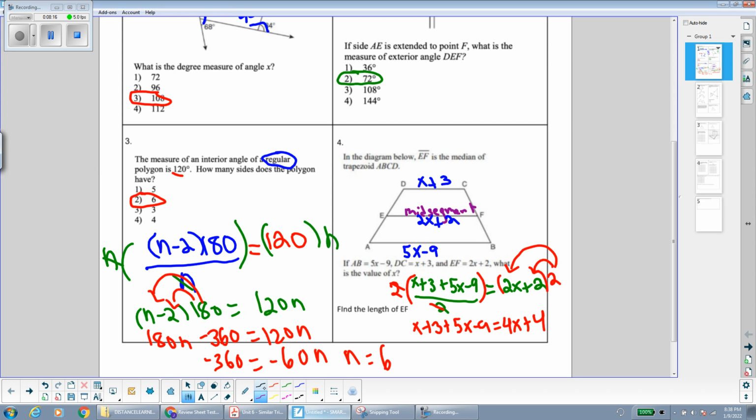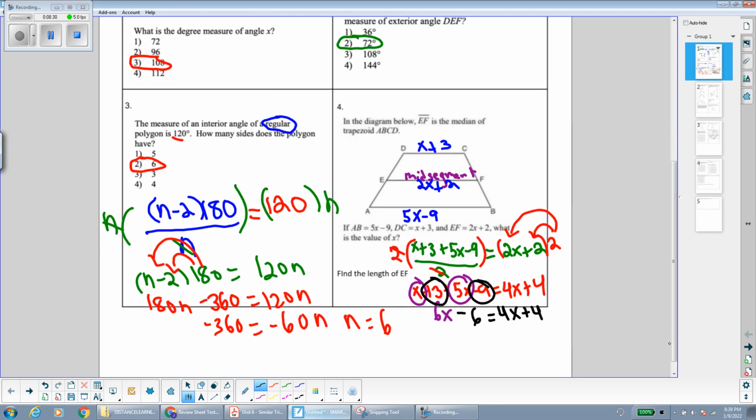Let's combine some like terms together. 6x minus 6 is equal to 4x plus 4. Adding 6 to both sides and subtracting 4x from both sides, I have 2x is equal to 10. And dividing by 2 on both sides, that gives me x is equal to 5.